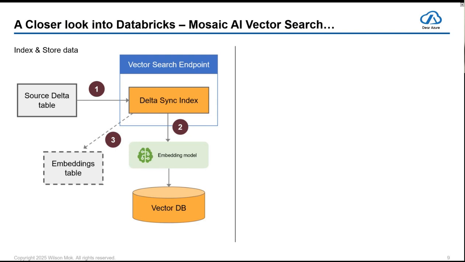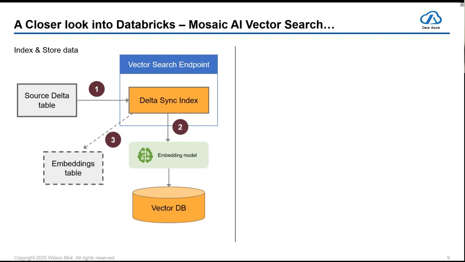Okay, so the Delta Sync Index is one approach that we could use with Mosaic AI Vector Search. In this case, Databricks itself is the one creating and computing all the embeddings. So what if you don't want to do that? There are two other approaches that you can use with Databricks. The first alternative is you can provide your source data table with the embeddings pre-calculated.